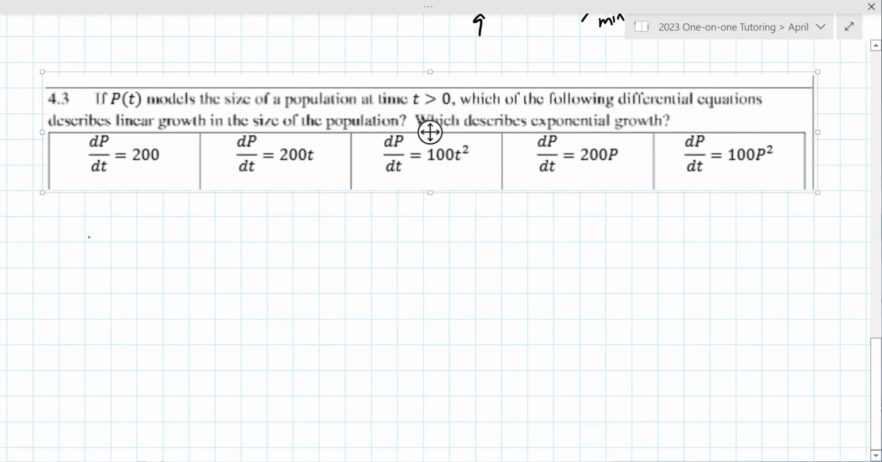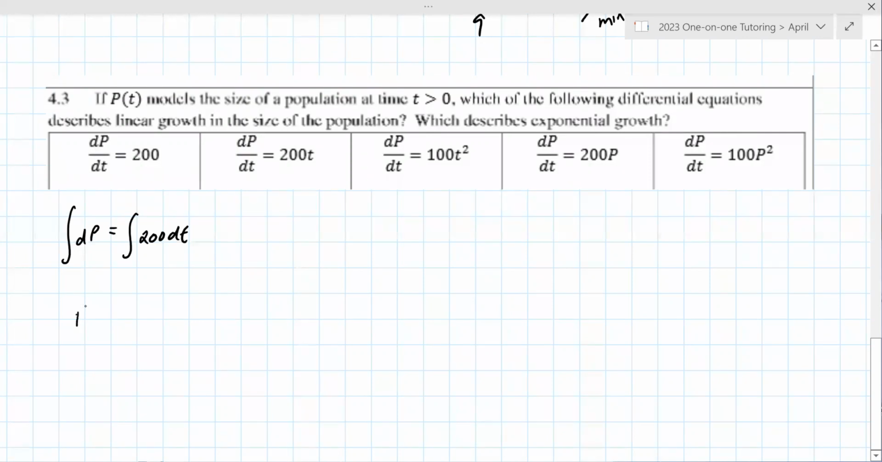So like this first one here is the integral dp equals the integral 200 dt. These are what are called separable differential equations, so you split apart the dp dt. The dt goes to the right, the dp stays on the left. Do you remember the integral of dp? Wouldn't it just be p? Yes, just p. How about the one on the right, the integral of 200 dt?